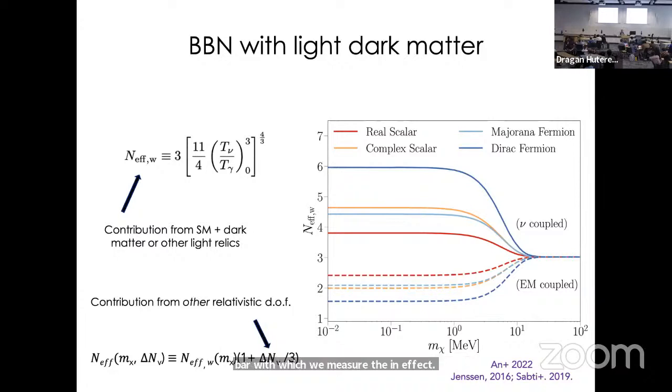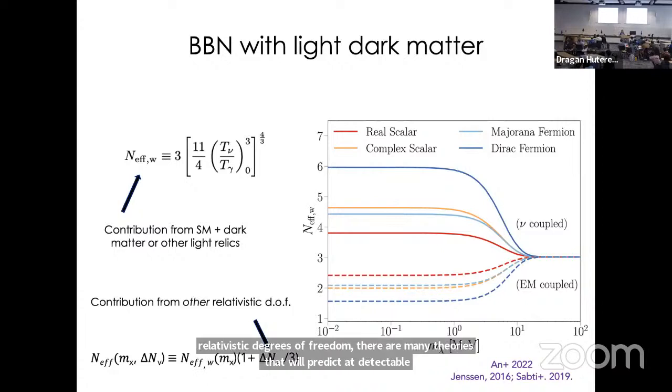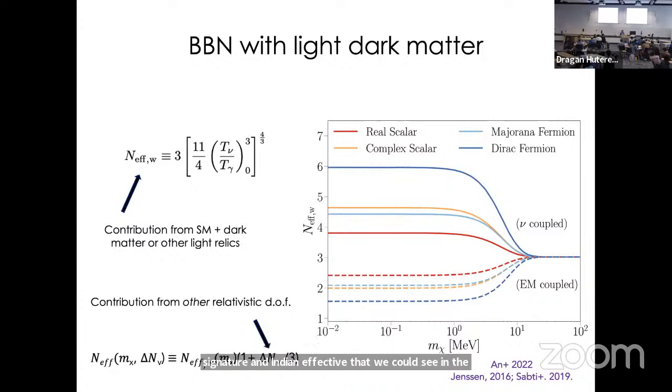So far, things are fairly consistent with just the 3 neutrino species. But we already know, as you've heard again on Monday, that pushing the error bar of N effective that we have right now to lower values can start to reveal other relativistic degrees of freedom. There are many theories that will predict a detectable signature in the N effective that we could see in the next few years, maybe a decade. All right, just one more thing that I want to show you. So here's the N effective that you get from a thermal relic dark matter that is either a real scalar, a complex scalar, a Majorana fermion, Dirac fermion, so a variety of things.